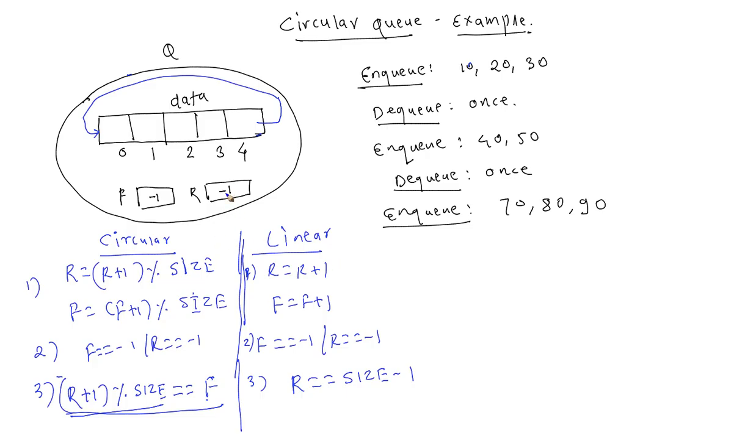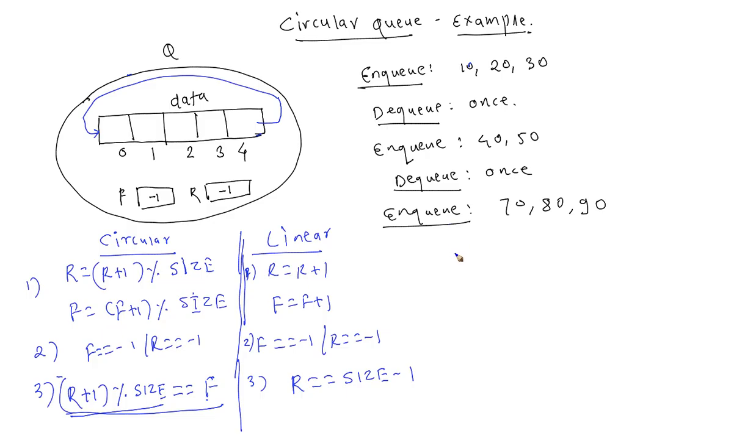Now in this case, how will I do that? R plus 1, which is minus 1 plus 1, is 0. So 0 mod size is 0, and is it equal to F? No, F is minus 1, right? That means they are not the same, the queue is not full. Now if the queue is not full, then I'll go and insert this 10. How will I insert this 10?